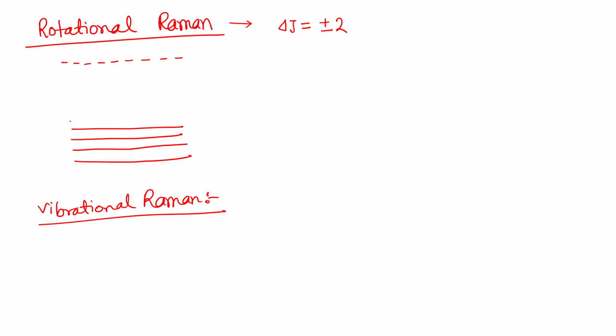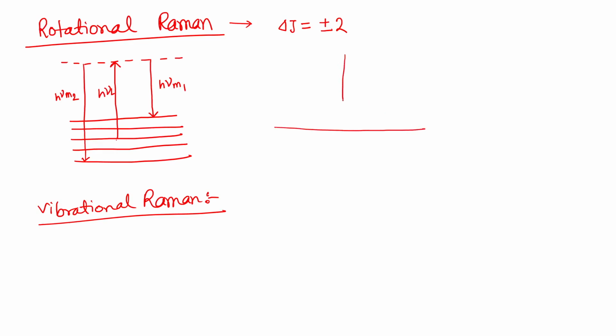Anyway, let me add another rotational level, delta J equals plus minus 2. Suppose this is the energy I have provided, h nu L. One possibility is that it comes here with h nu M1, and another possibility is it can come here with h nu M2. So what kind of energy should we expect? Suppose this is my spectrum. At 0, we get the Rayleigh scattering.